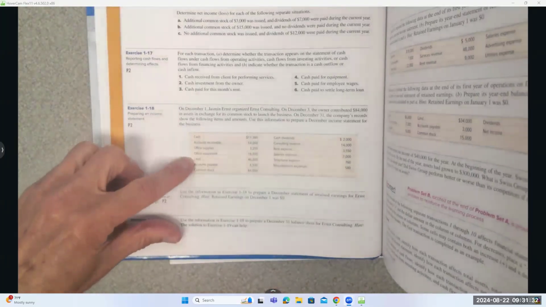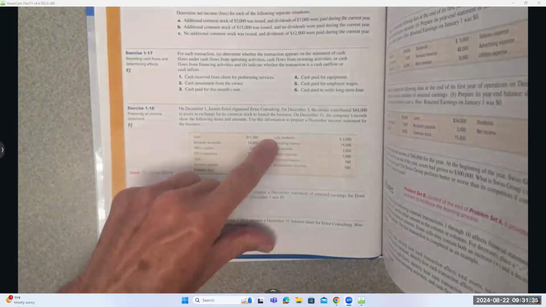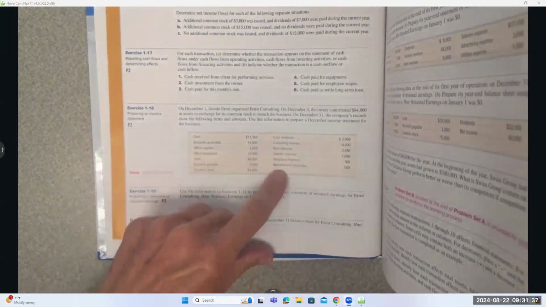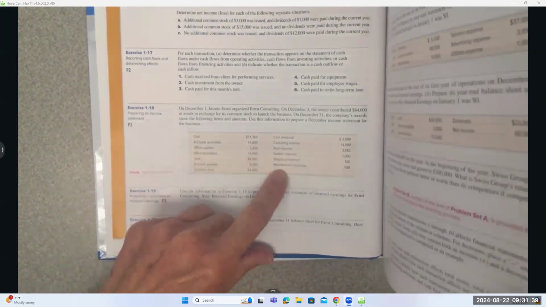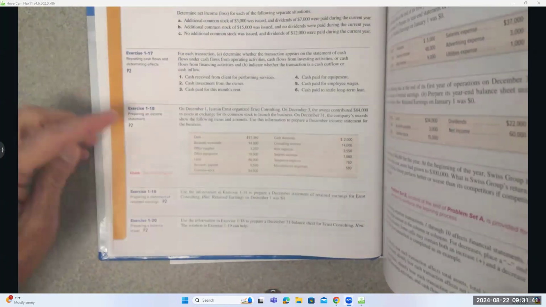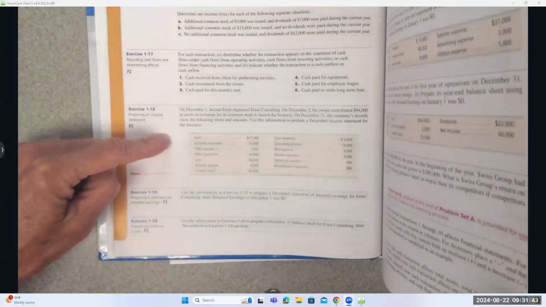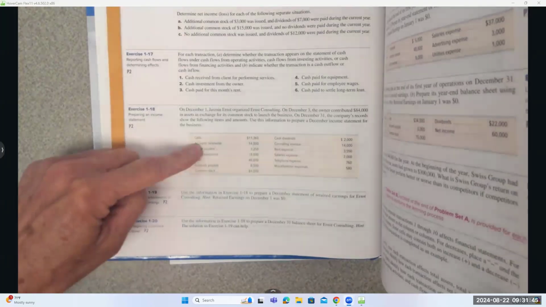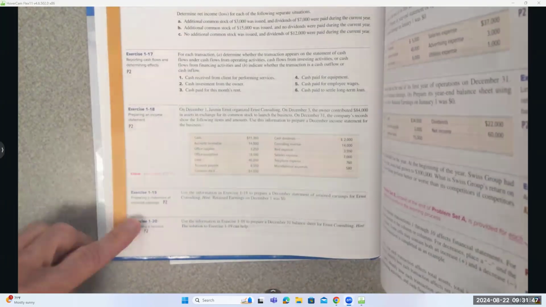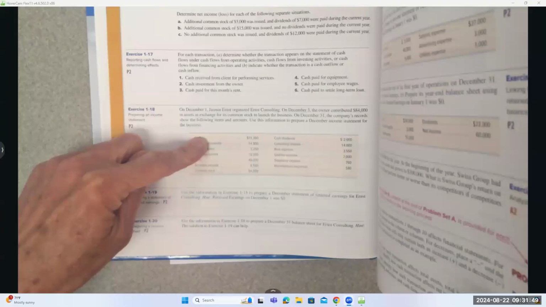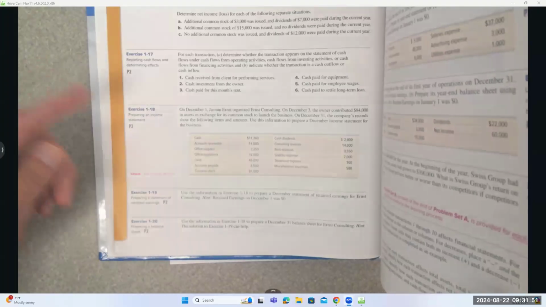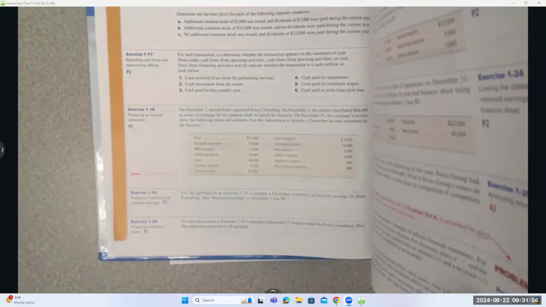So all of our assets, liability, here's equity, revenue, and expenses. And so instead of just saying do the financial statements, 18 says do the income statement. 19 says using 18, do the statement of retained earnings. And 20 says using the information from 18, do the balance sheet. So they just made three exercises out of one. So that's why it looks like we're doing three exercises, but it's the three financial statements.